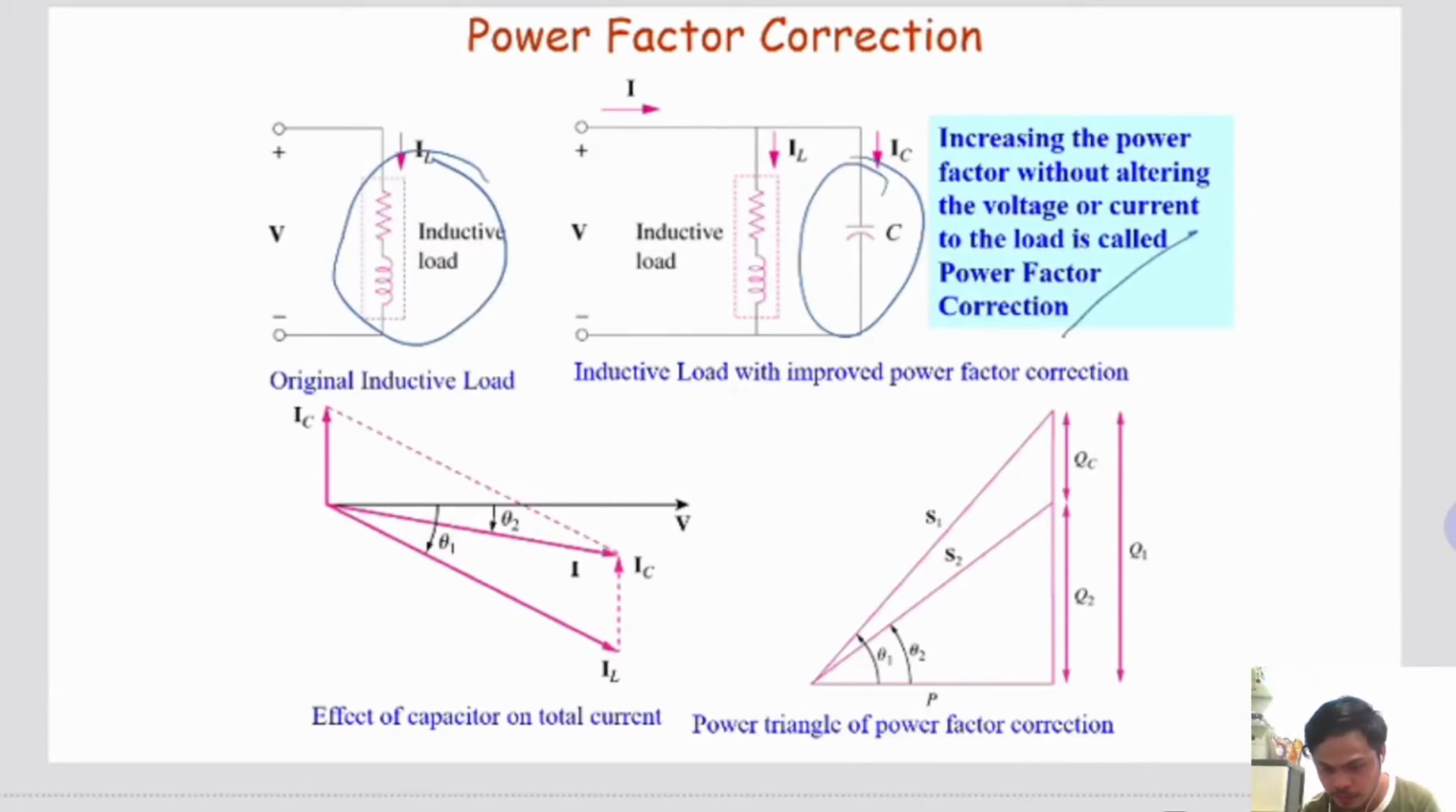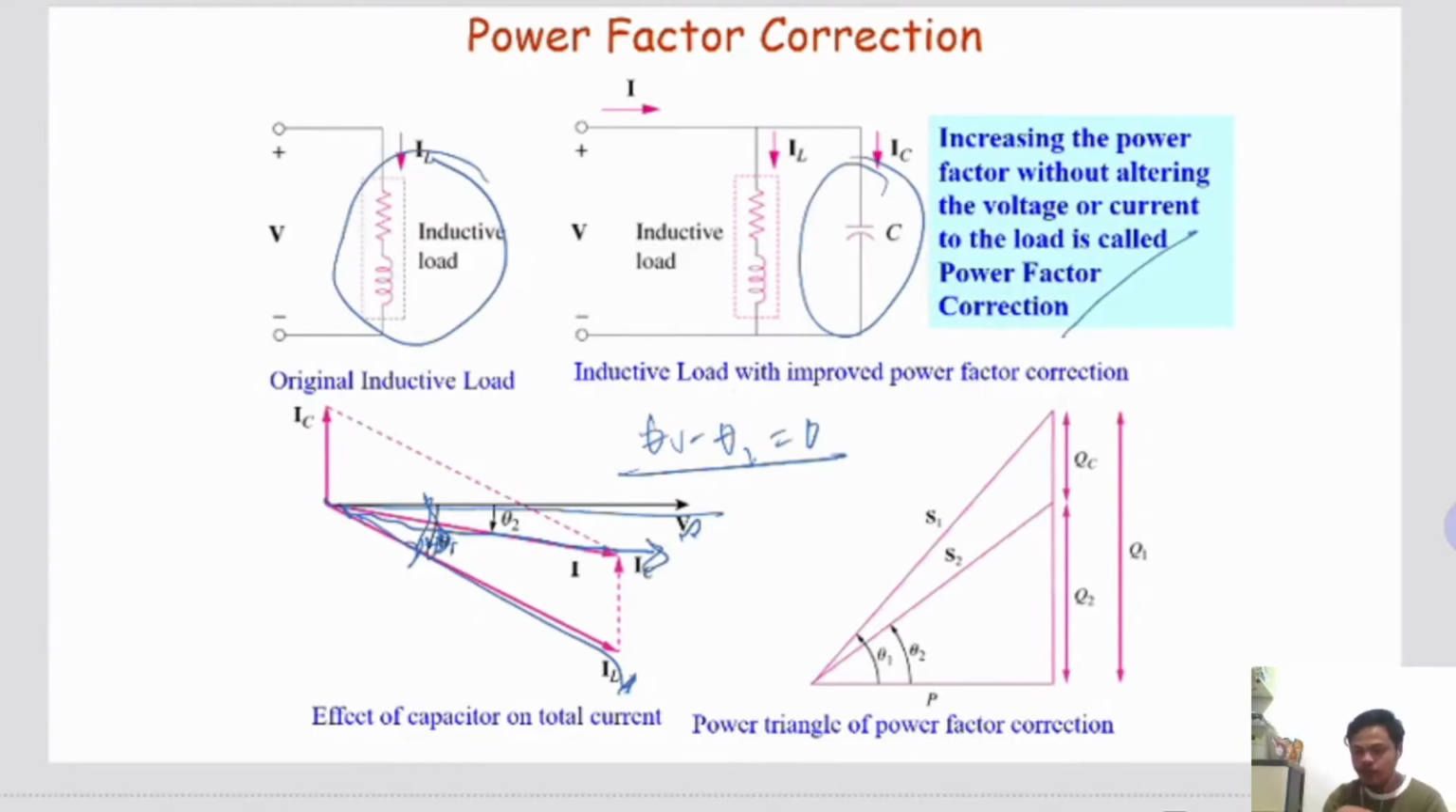If we graph the voltage versus the current of the original inductive load, we have here theta 1. If we install a capacitor in parallel with the system, we can bring back the current, or we can reduce the angle between V and I. For unity power factor, theta V minus theta I should be equal to 0. But this is practically impossible in a real power system.